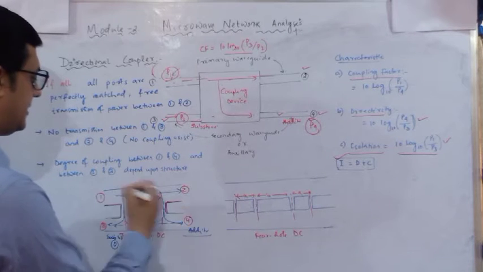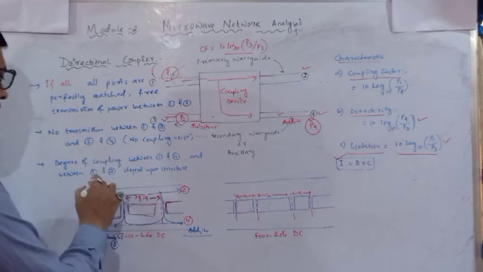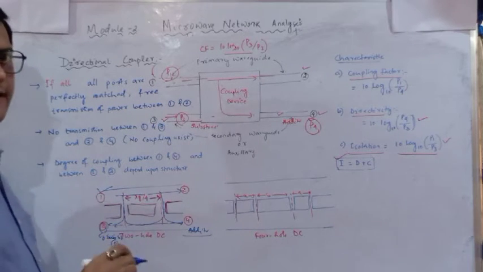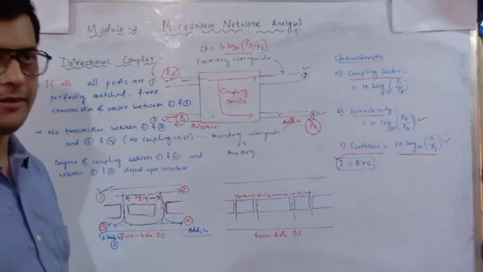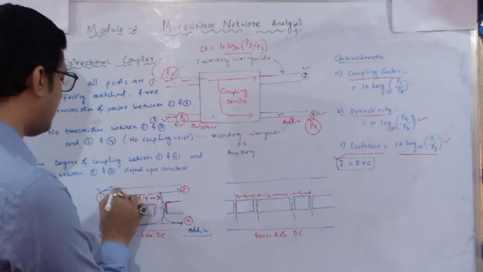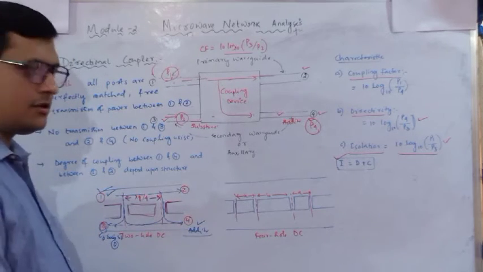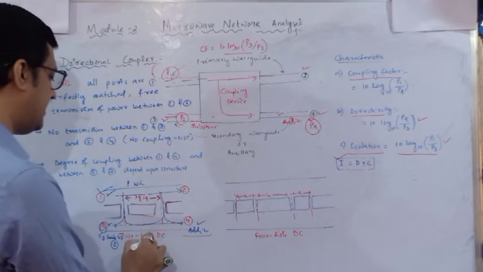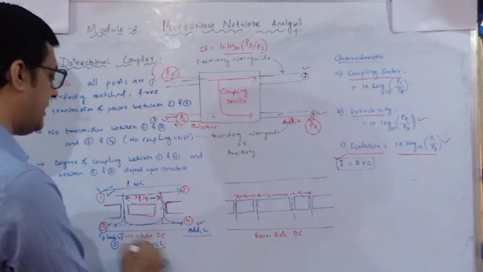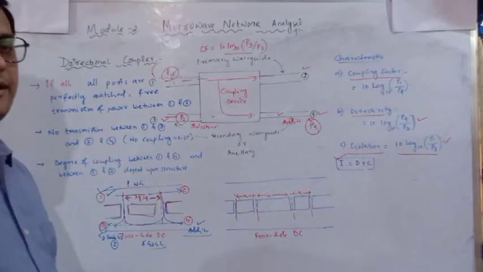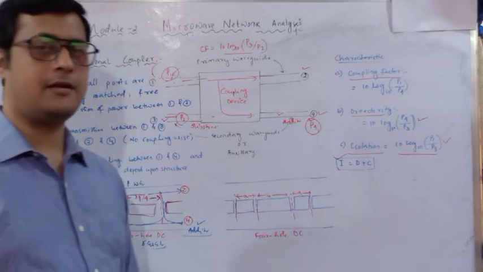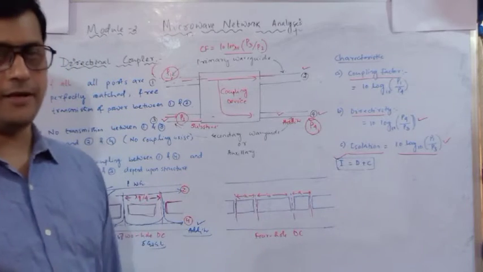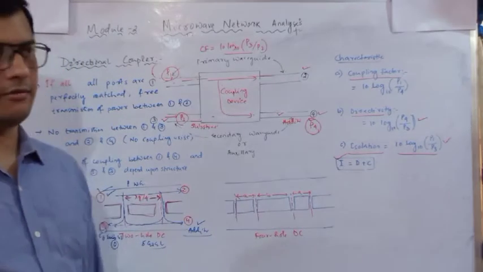For this reason I am saying that if port 1 is excited, the port 3 resultant is 0, and there is no linkage, no coupling. Coupling will be with respect to 1 and 4, because this is the primary waveguide line and this is the secondary waveguide line. So this coupling is basically related to the primary with auxiliary or auxiliary with primary, depending upon the given scenario.